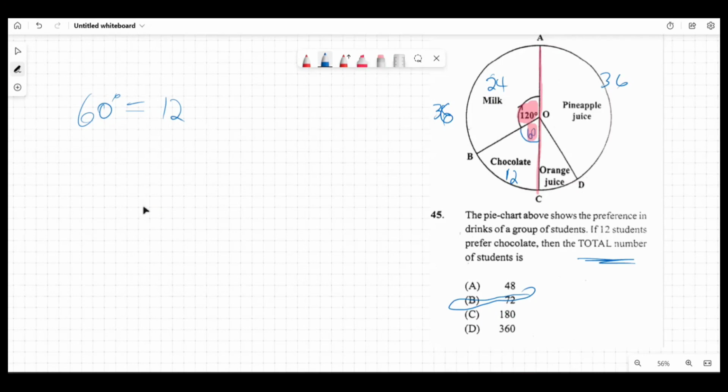Now, if you did not see it from that angle, one of the ways you could work this is to understand how many 60s you could get out of 360.